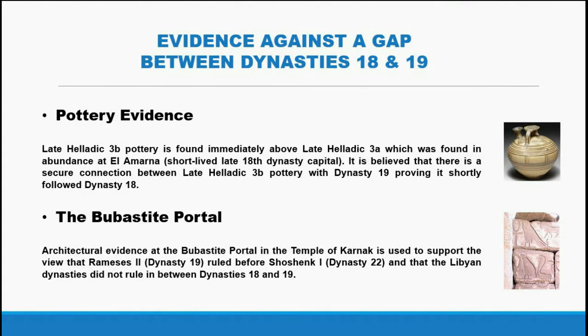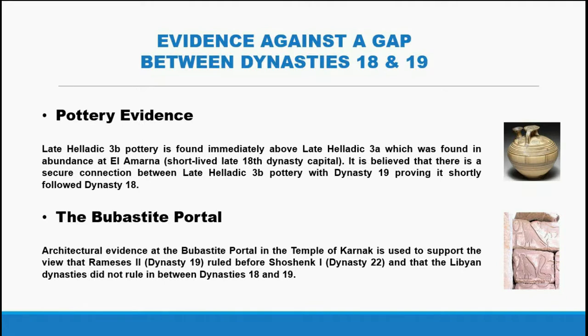The third item of evidence is pottery evidence, where Greek Mycenaean pottery of the late Bronze Age is found in levels assigned to Dynasty 19. Late Helladic 3B pottery is found immediately above late Helladic 3A pottery, which was found in abundance at Amarna, the short-lived late 18th dynasty capital. It is believed that there is a secure connection between late Helladic 3B pottery with Dynasty 19, proving it shortly followed Dynasty 18.